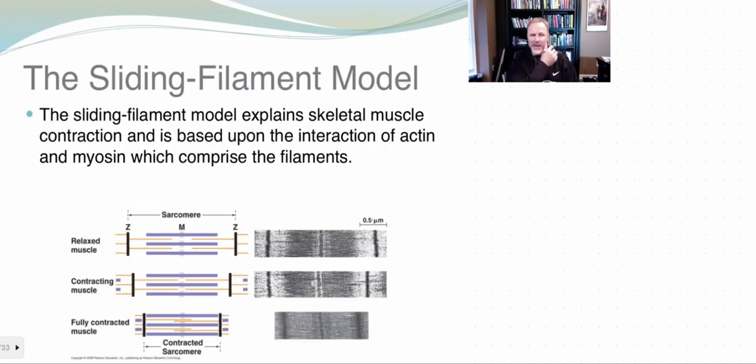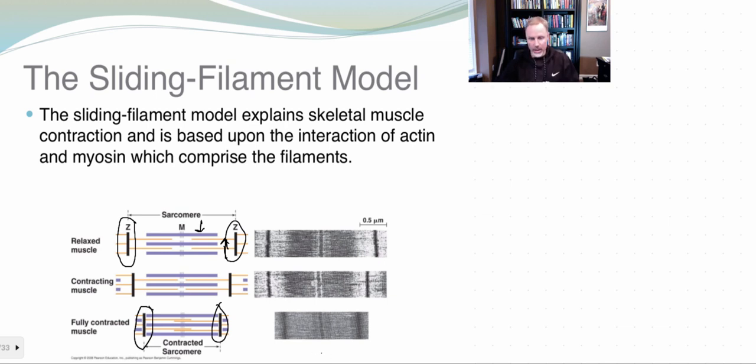So you can see here that when the myosin and the actin are interacting, and we'll talk about how in a sec, when these things are interacting, they're pulling one another. The myosin is pulling the actin closer together. So you can see during contraction now, these Z lines are getting closer together down here during contraction. Okay, so it's important to keep that in mind.